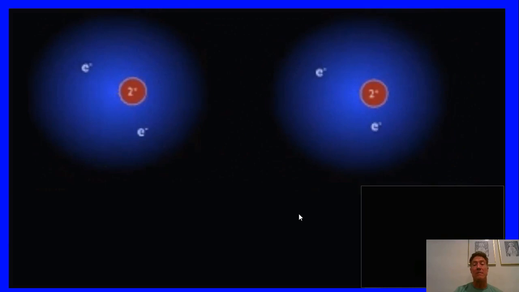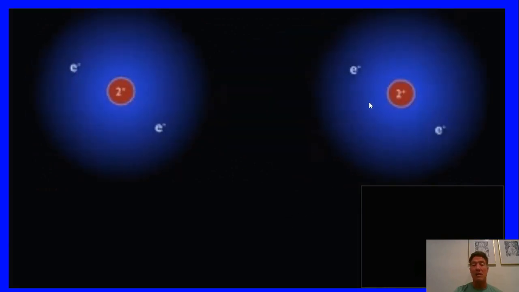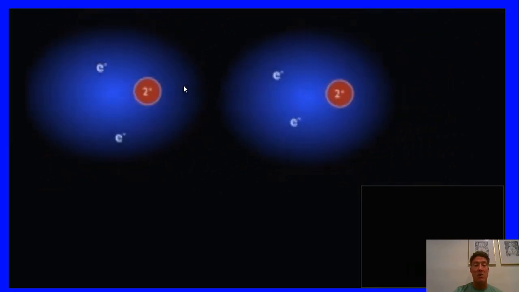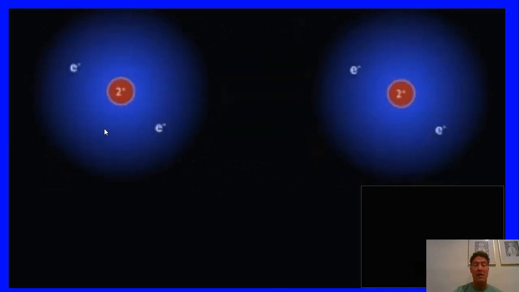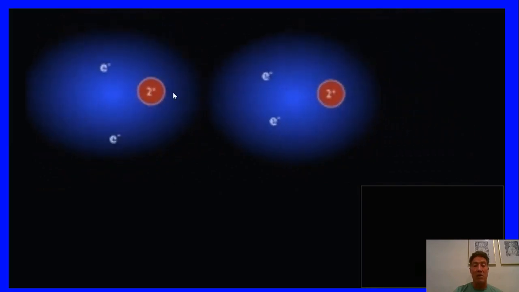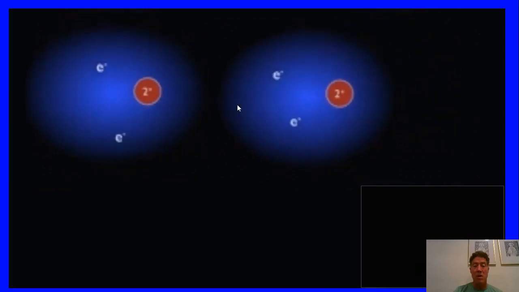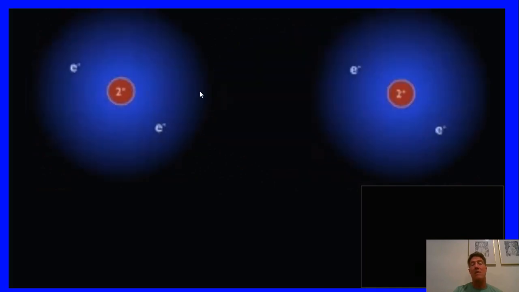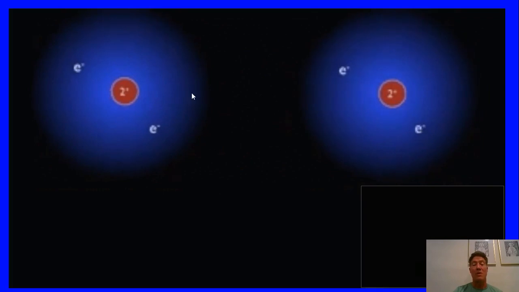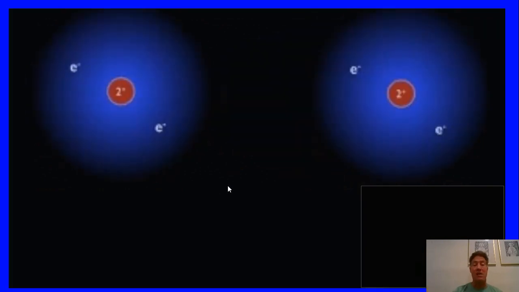Here's what it looks like. So see what's happening here? This one's becoming polarized. And then as it moves closer to this one, it polarizes that one. And at that point, now they can attract each other. The newly positive part of this one will attract the negative part of this one. And so we now have weak forces of attraction through this instantaneous polarization. That's London dispersion forces.